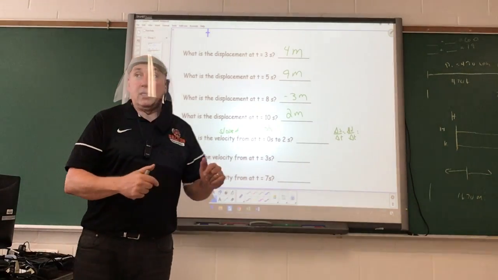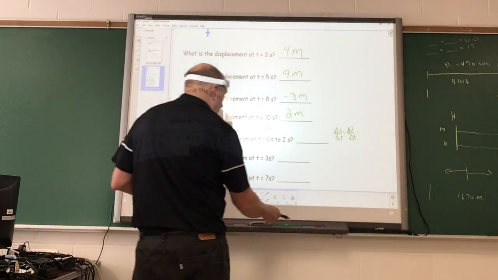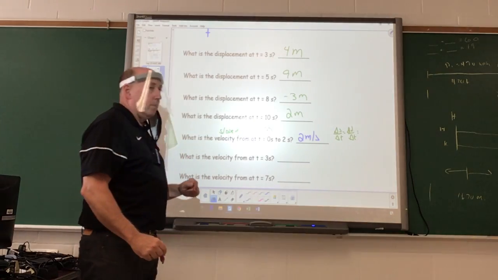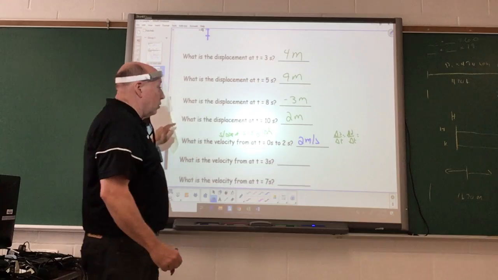So I find the slope of that segment. Ozzy, what's the slope of that segment? 2 what? Meters per second. We can go 4 minus 0 and then 2 minus 0.